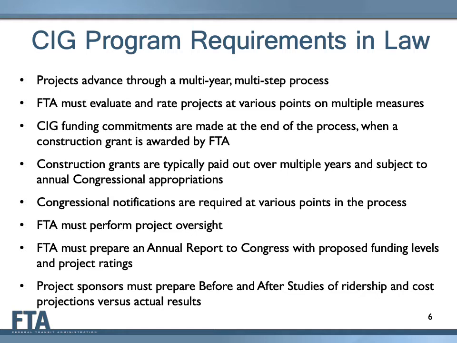Congressional notifications are required at various points in the CIG process. FTA must perform project oversight. FTA is required to prepare an annual report to Congress that serves as a companion document to the President's annual budget submission to Congress. The report must contain proposed funding levels for the CIG program and project ratings. Lastly, New Starts and Core Capacity CIG project sponsors must perform a before and after study comparing cost and ridership estimates prepared during planning of the project against actual cost and ridership figures 2 years after the project opens for service. Before and after studies are not required for small starts projects.